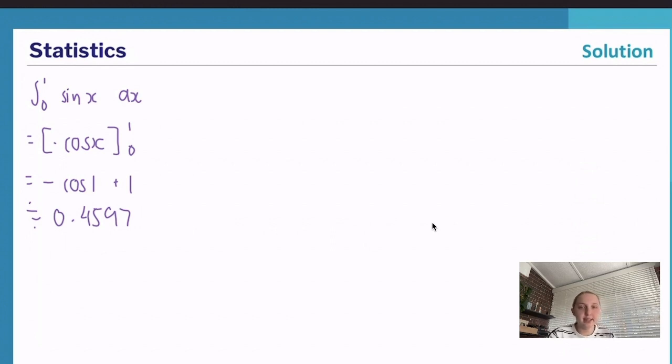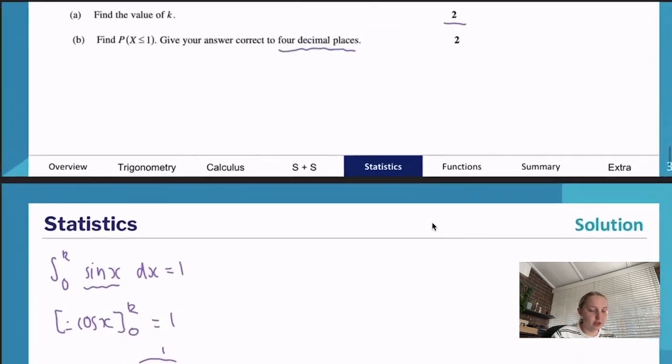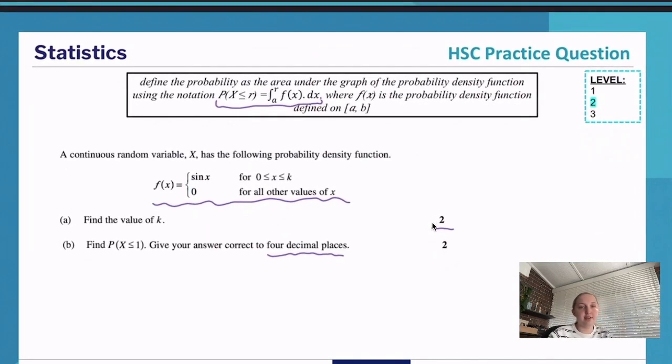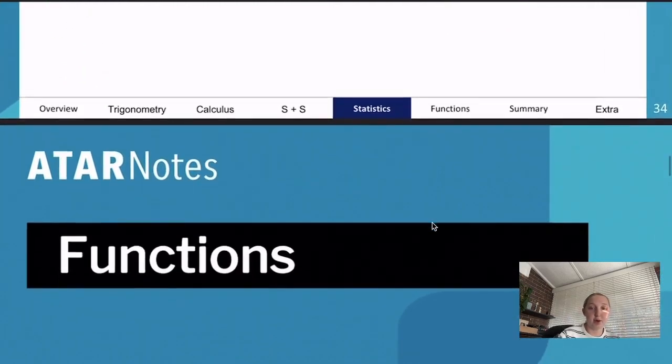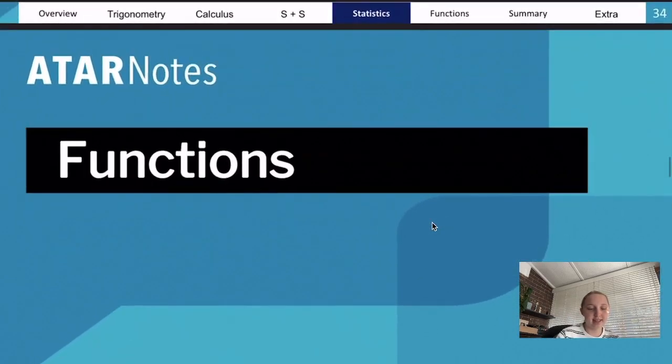Alrighty, so yeah, pretty simple question. Yeah, I just want to get used to using these PDFs. Okay, so that's that. And that's our quick bite-sized revision on statistics. So now our very final topic that we're all going to look at today is functions. I feel like functions has a bit of everything in it. It's quite a big topic, quite a broad topic. So definitely a lot to look at.